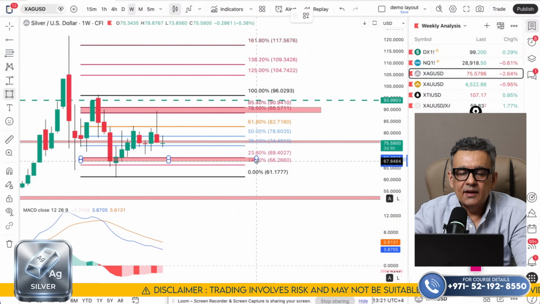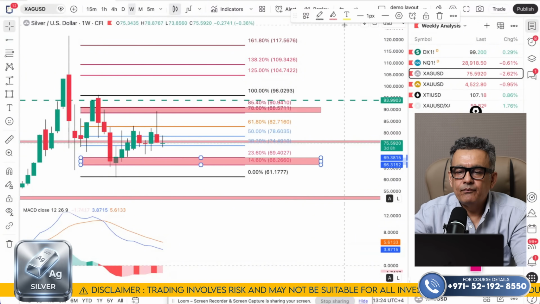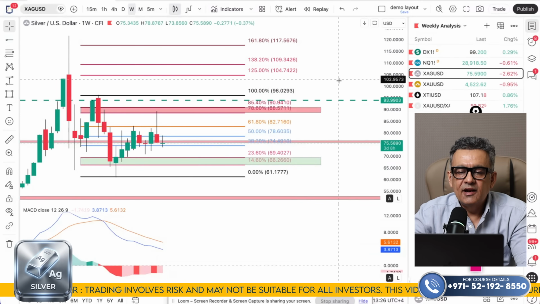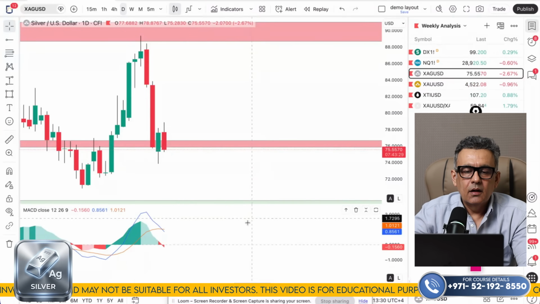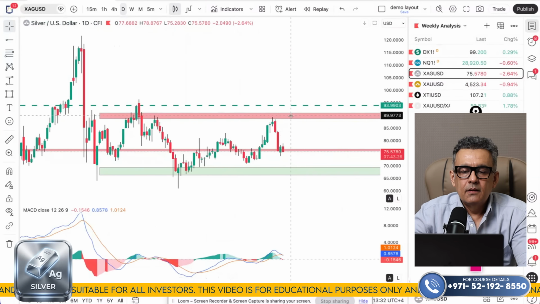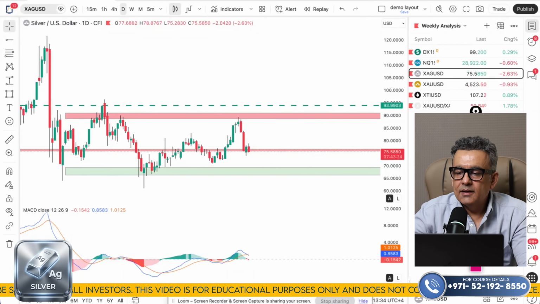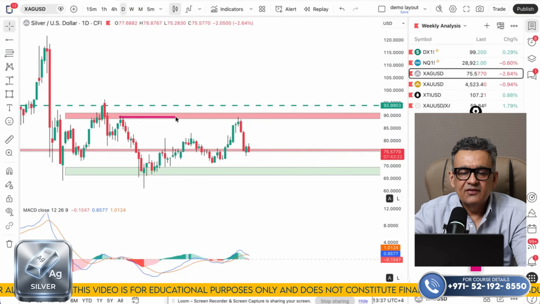Now I'm looking at this level. So this is highlighted as support now. Now moving down to the daily frame here. On the daily frame, we could not get the break above previous resistance, exactly rejected at the resistance zone, and a sharp drop.